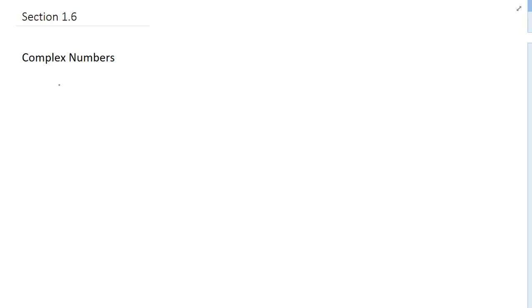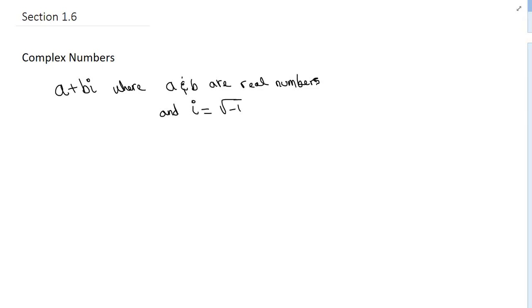A complex number is a number of the form a plus bi, where a and b are real numbers and i is equal to the square root of -1. So a is considered the real part and bi is the imaginary part. We say that's the real part and bi is the imaginary portion.